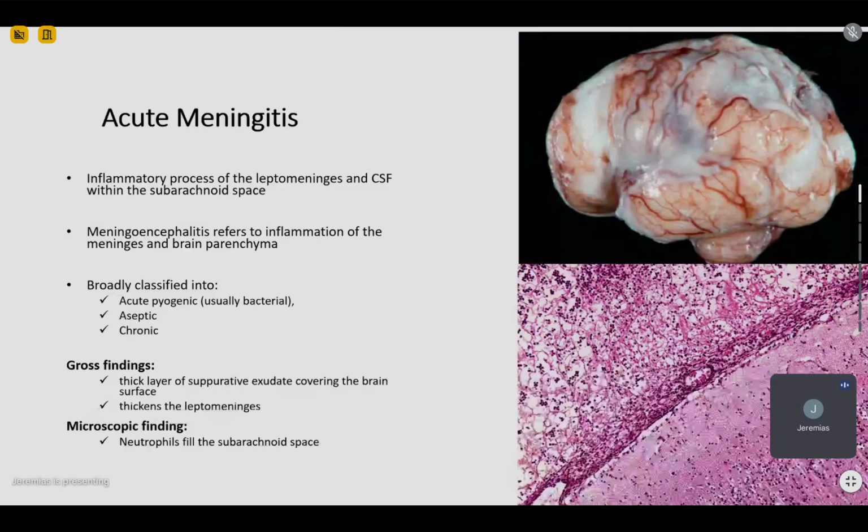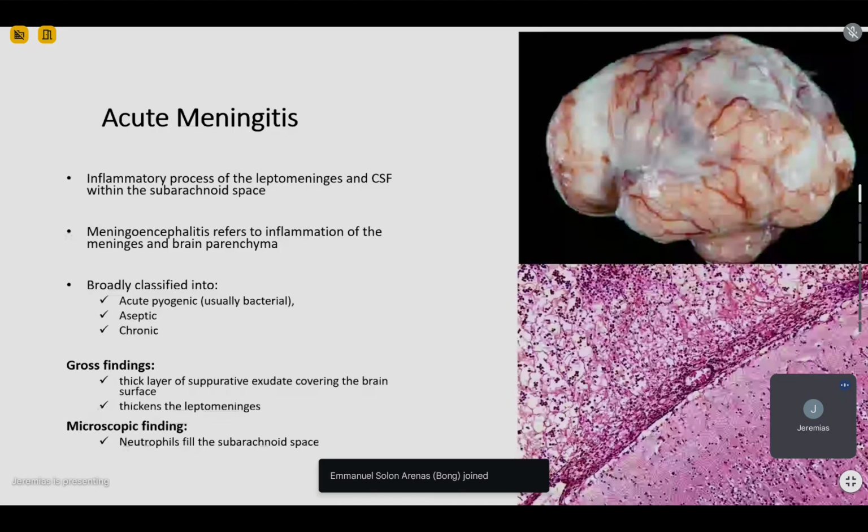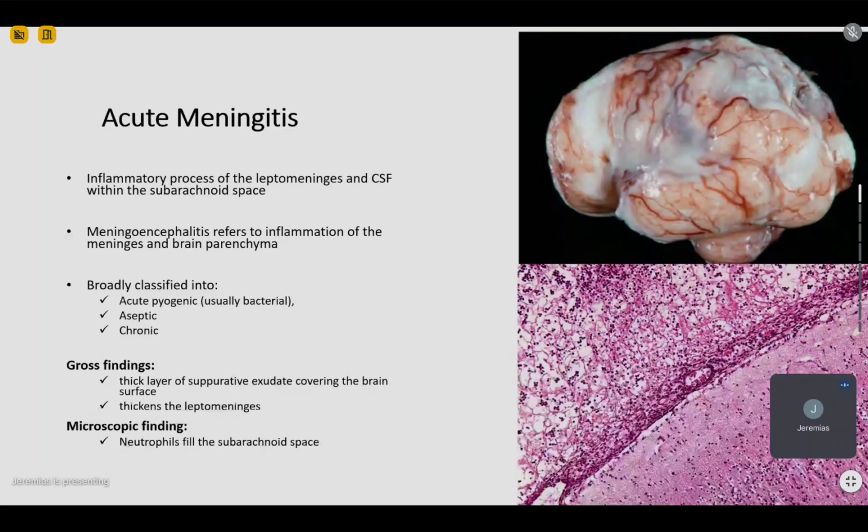Meningoencephalitis, it affects the brain, classified into acute pyogenic. Usually, if acute pyogenic, the cause is bacterial. Aseptic, when we say aseptic, the cause is viral. And then chronic, for chronic, the causes are TB, or spirochete, or cryptococcal fungal. So those are etiologic agents that could give rise to different types of meningitis.